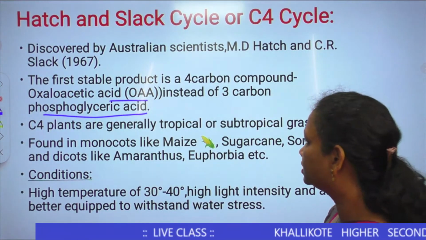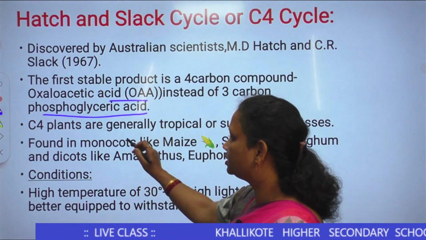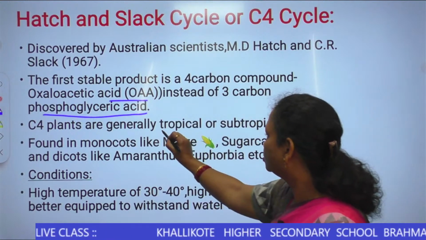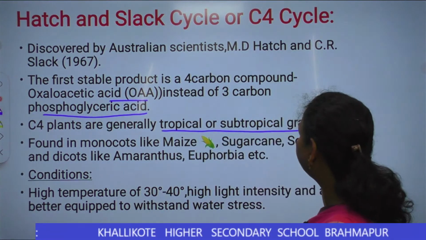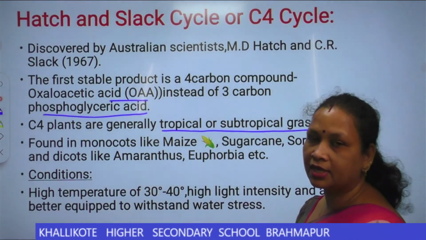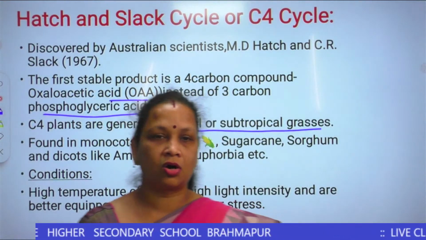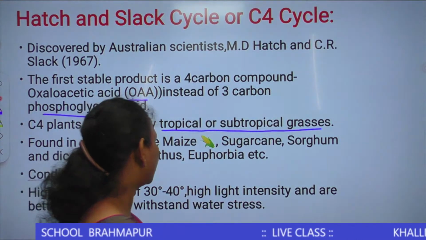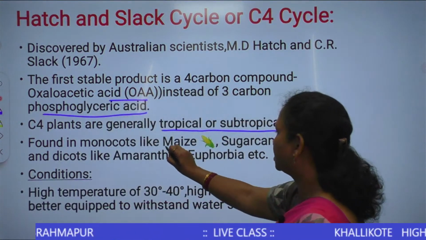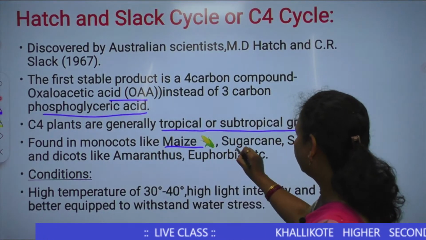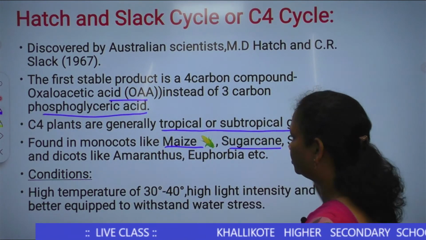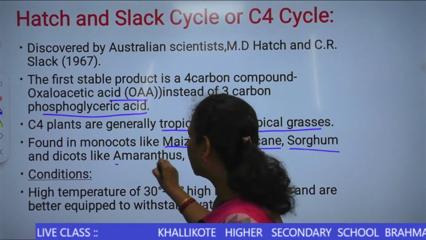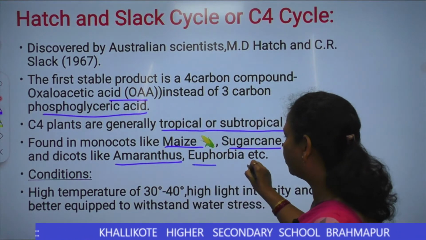How has this evolution taken place? C4 plants are generally tropical or subtropical grasses, or their origin is tropical or subtropical in nature. They are found in most of the monocots, like maize, sugarcane, and sorghum, and some dicots like amaranthus and euphorbia.